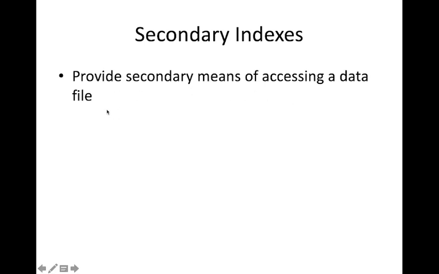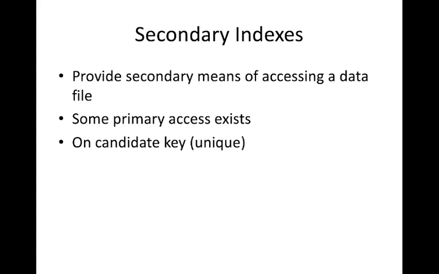Secondary indexes provide a secondary means of accessing a data file. That means there is a primary index already existing in that file, so some primary access already exists. Now we are providing an additional searching mechanism. That primary access will be based on a candidate key, some unique key. For example, for the student we use the university register number. It is dense, because the primary index will have an entry for every university register number. That is why it is known as dense.